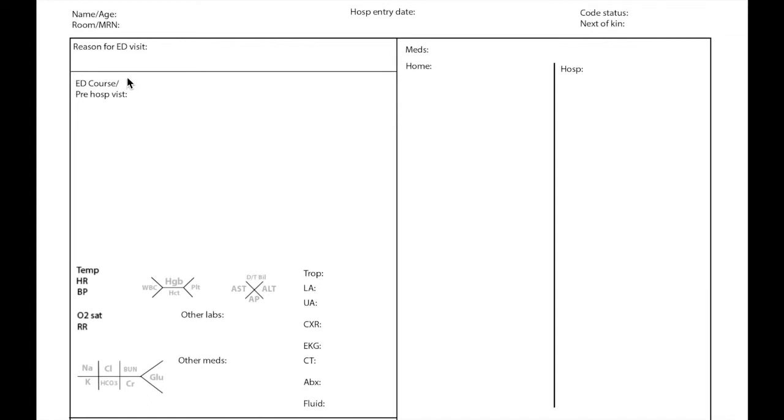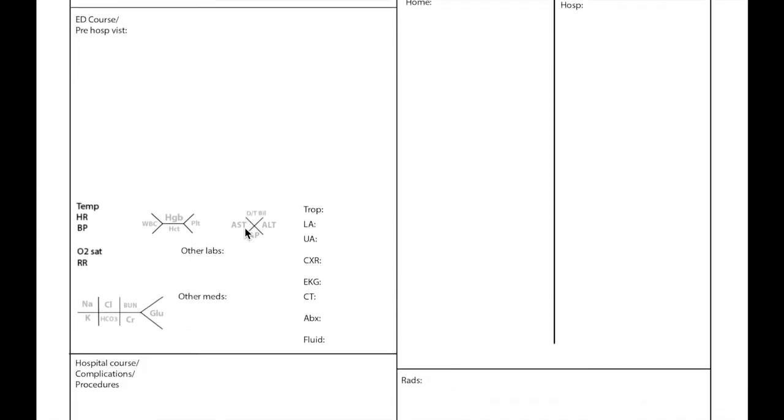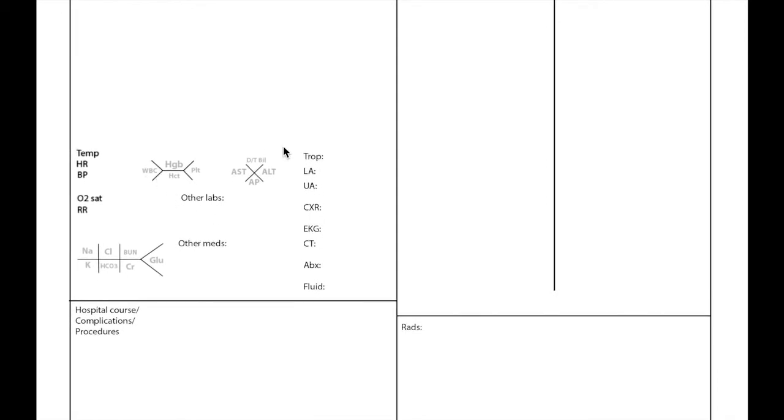Now the other tab I have is this ED course / pre-hospital visit. I briefly like to write down what happened before the patient came into the hospital. For example, they may have had fever for 5 days. They may have had bloody bowel movement for 5 days. It's brief, it's not too extensive, but just something to keep in mind of what was going on. The next thing I like to write in my template is just the labs and vitals in the ED. If they are normal, I usually leave it blank because, as you can imagine, it takes a lot of time to fill these things up.